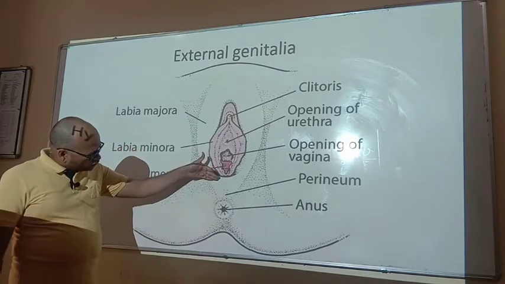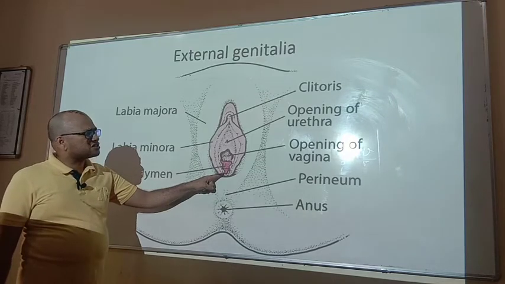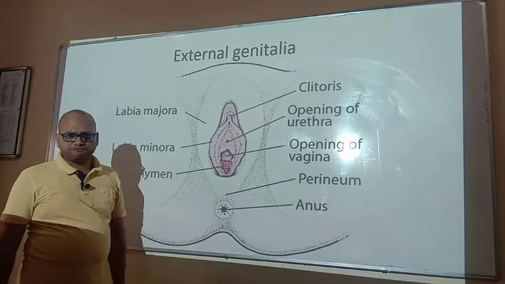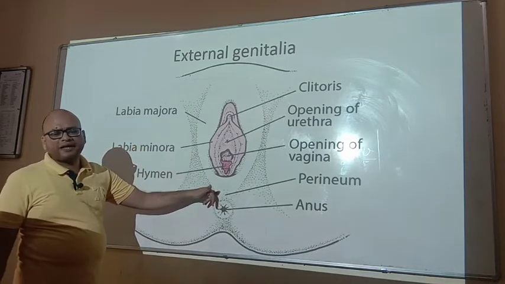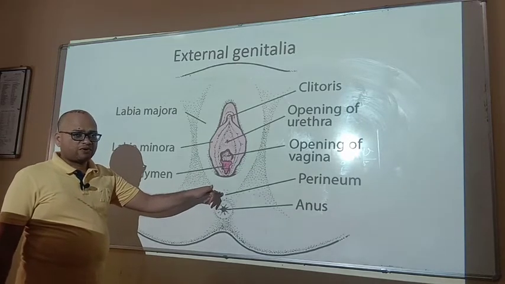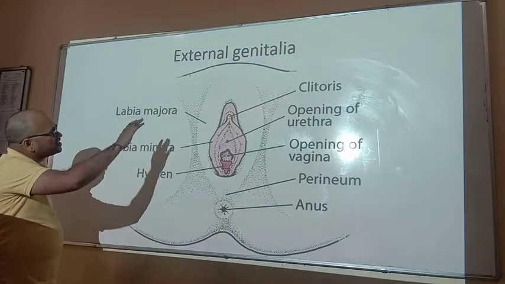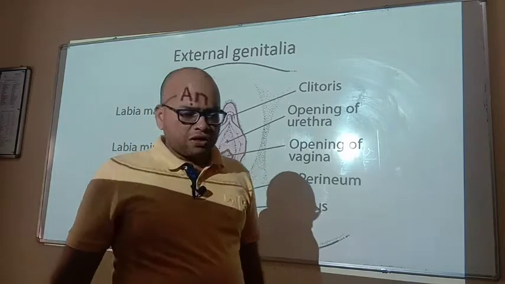Now when we move towards the anus, the part in between the vaginal orifice or vulva and the anus is called the perineum. This perineum is common in male and female. It means the perineum is found in the male and it is also found in the female. So this is the external genitalia of the female human body.